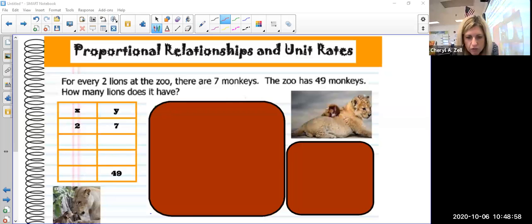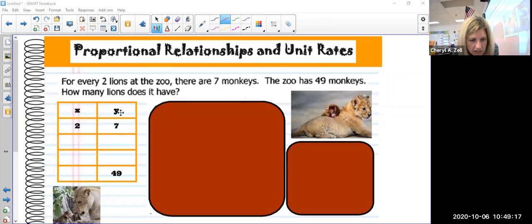Okay. So I'm going to show you another way to solve proportional relationships and unit rates here, especially when you have to figure out a missing value in a table. Sometimes you don't even have a table, you just have the question. So you have your X and your Y values.